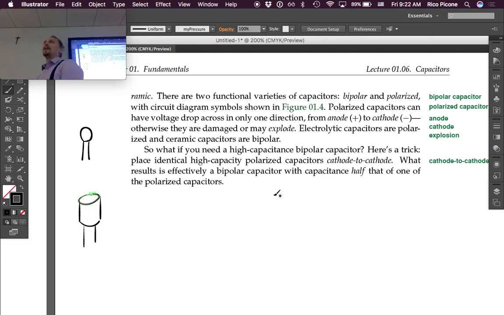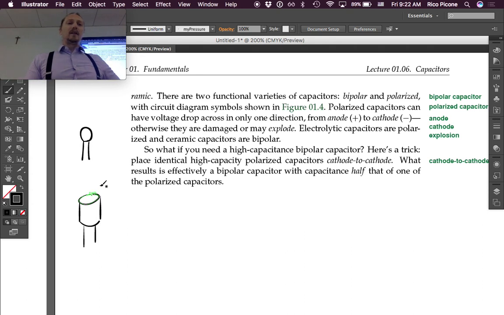It was funny because some students were trying to find a large capacitance bipolar capacitor for doing some filtering with. And we couldn't find anything that you could get off the shelf, so we were like, how could we construct one? And that, it turns out, is the easiest way to do it. So that's pretty cool. I thought that was a neat trick.